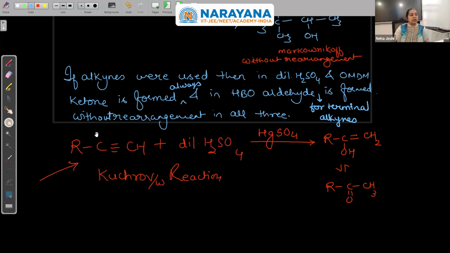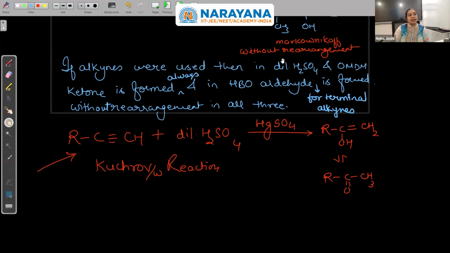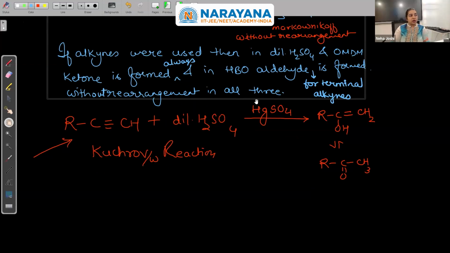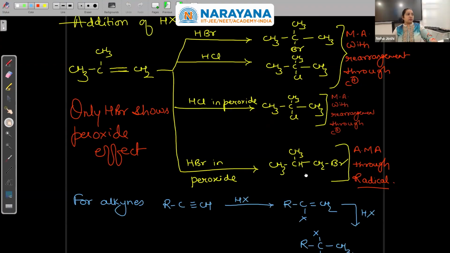This is another point: you don't take direct dilute H2SO4 addition. You have to have a catalyst, otherwise the vinyl carbocation is not stable. So you have water addition in the presence of HgSO4, which will tautomerize and a ketone is formed.